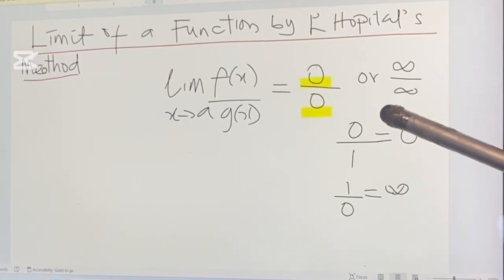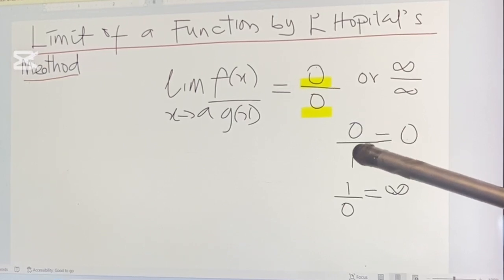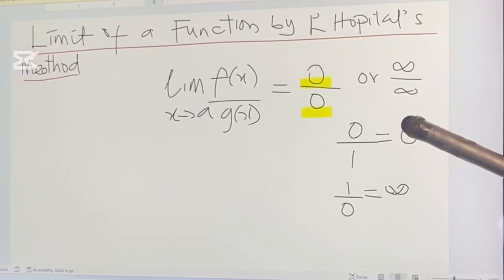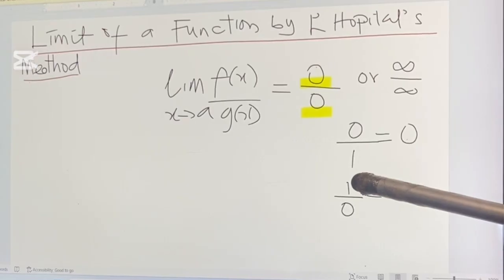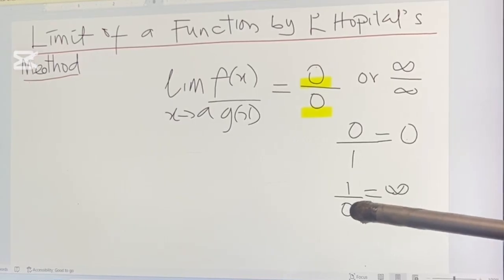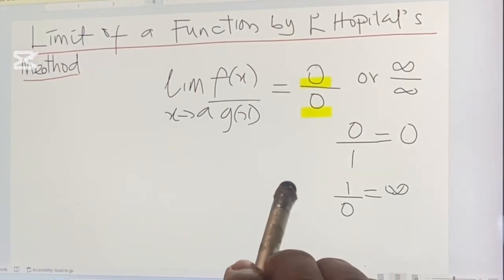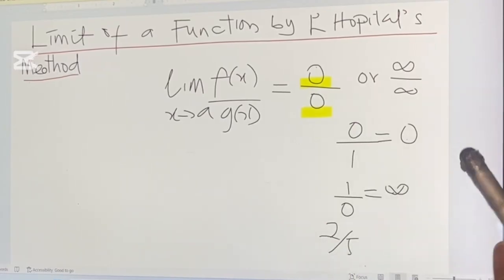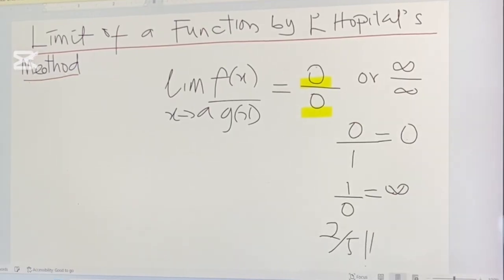If I replace the value of s and I have 0 at the numerator and any number, maybe 1, at the denominator, the answer to this is 0. And if I replace the value of s and I have 1 at the numerator and 0 at the denominator, that is not an indeterminate limit. The answer to this is infinity. So if I replace the value of s and it gives, maybe, 2 over 5, a number at the numerator and a number at the denominator, that will be the answer to that limit.